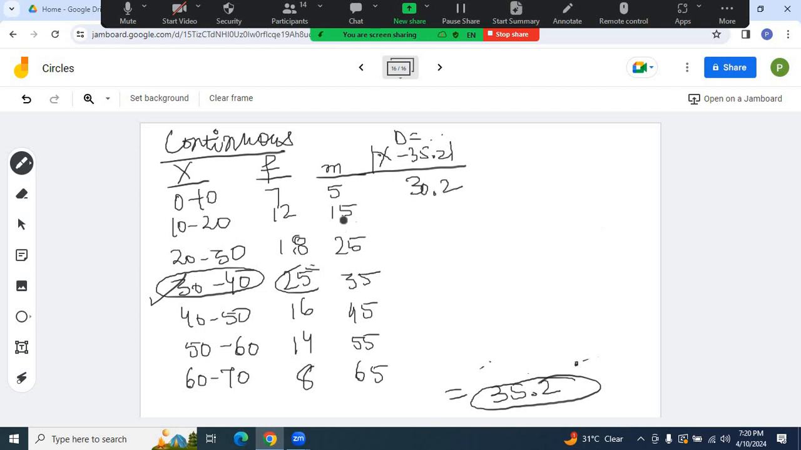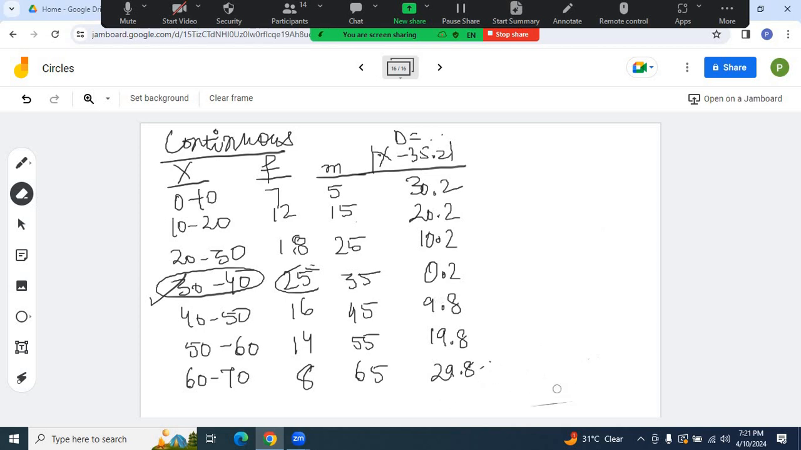Now 5 minus 35.2 is 30.2. 15 minus 35.2: please, I request you to check the calculations with me. 20.2. 25 minus 35.2 is 10.2. 35 minus 35.2 is 0.2. 45 minus 35.2 is 9.8. 55 minus 35.2 is 19.8, and the last is 29.8.